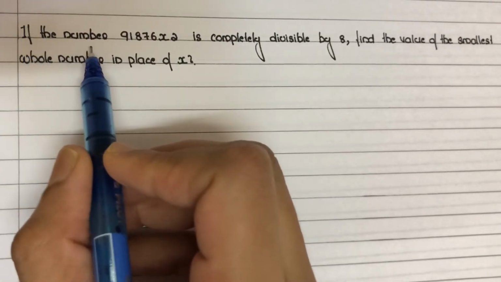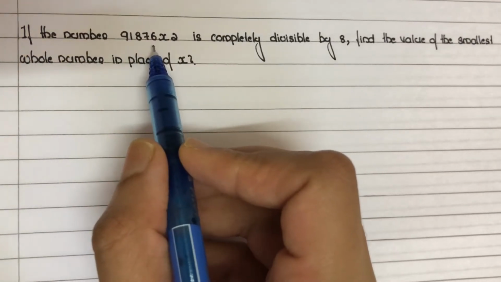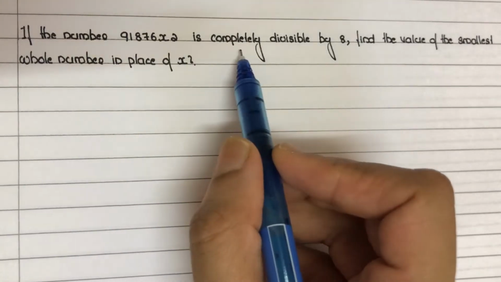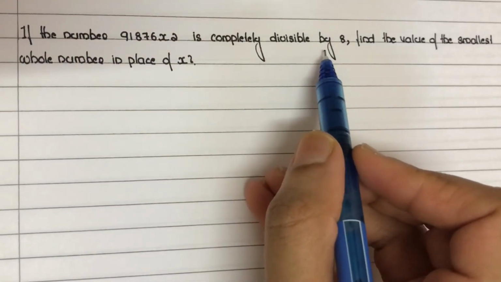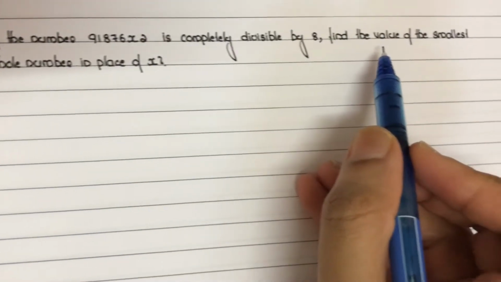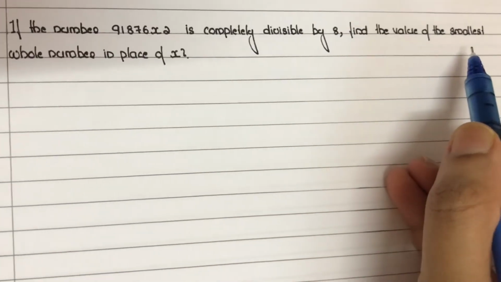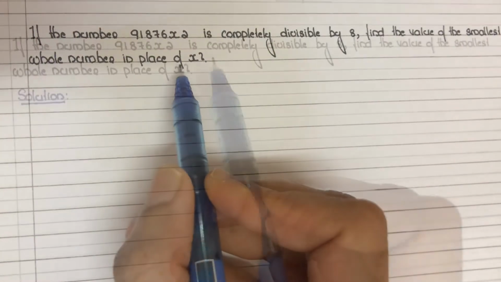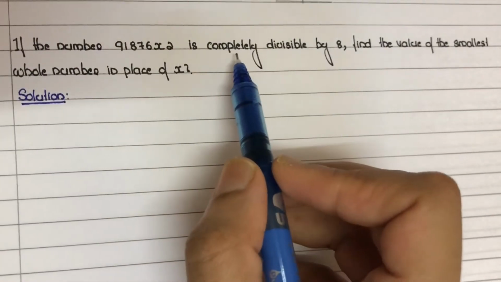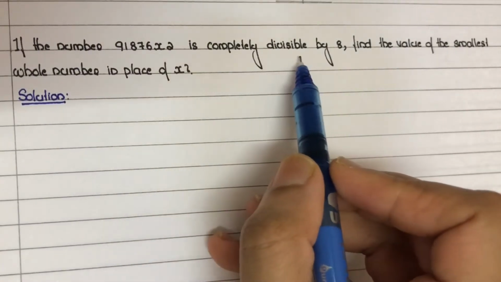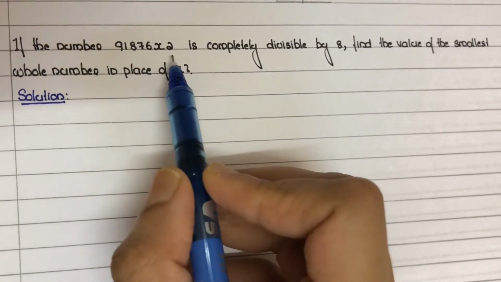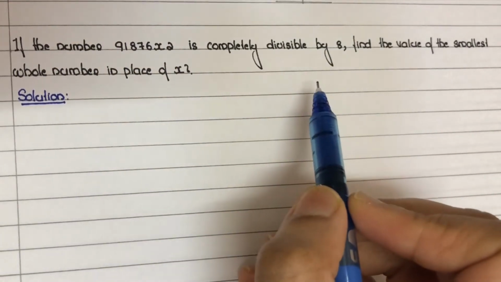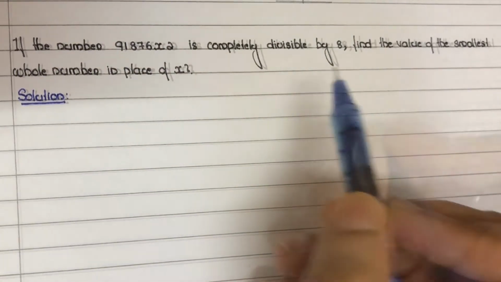If the number 91876x2 is completely divisible by 8, find the value of the smallest whole number in place of x. First, what's the meaning of this completely divisible? If you divide this number by 8, then you will get remainder equal to 0.